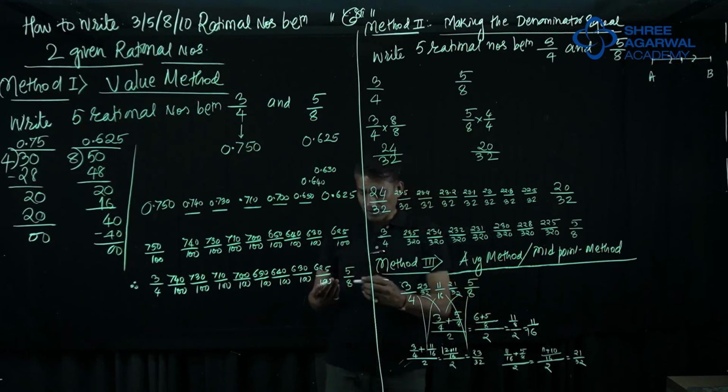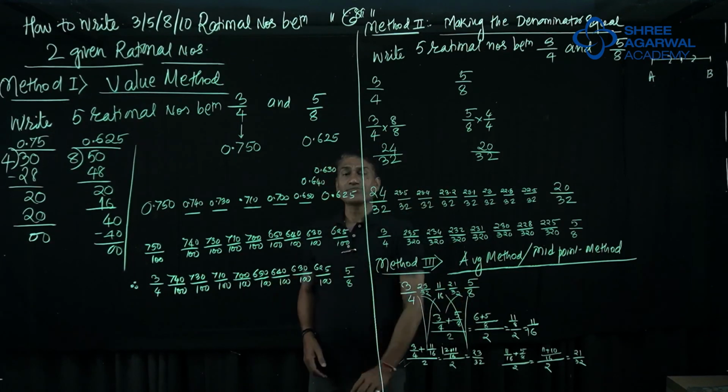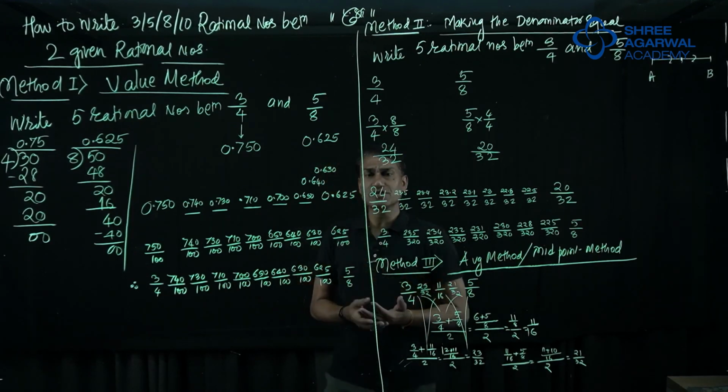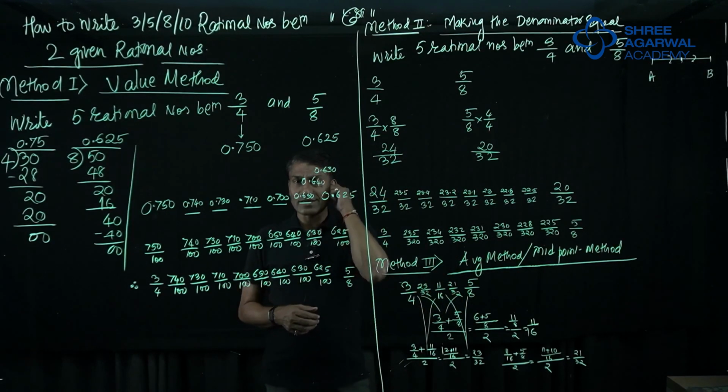So in this session, we have seen how to find rational numbers between two given rational numbers.